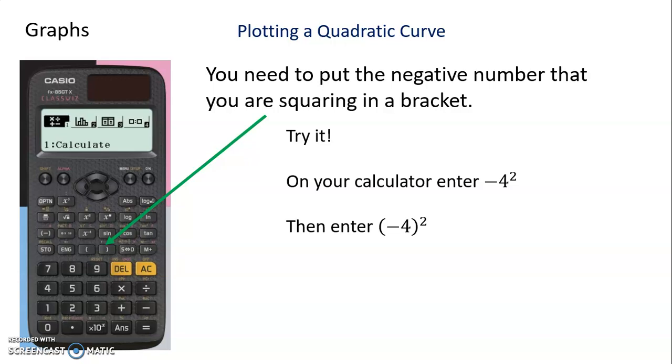Okay, so we already know that the answer to this should be positive 16. 16 is the correct answer, but you will have found that without the brackets, your calculator would give you negative 16. And that's because it's using BIDMAS, and BIDMAS tells us to do indices before subtraction. So it's doing 4 squared and then making it negative. So to get the answer we're looking for, we need to put brackets around the negative so that we're telling the calculator we're squaring everything, including the negative.